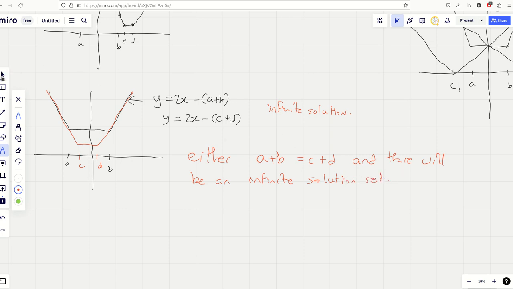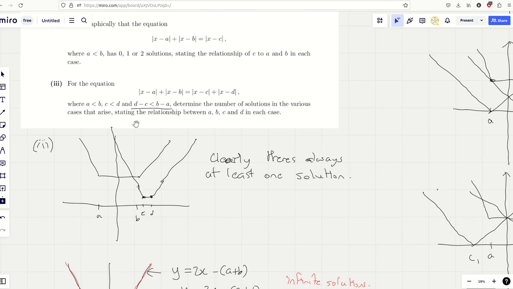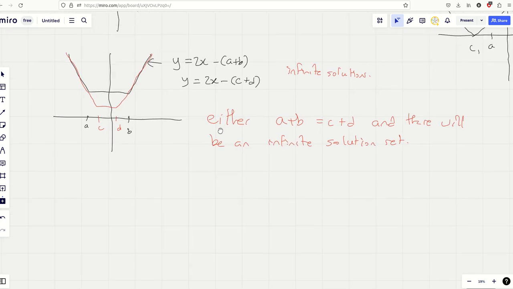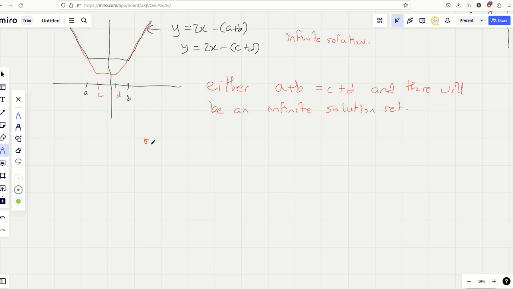I can't remember if it actually asked us for the solution set. No, just the number of solutions, stating the relationship between A and B and C and D. Or a plus b doesn't equal c plus d, and there is just one solution. So there we go. I thought that was really quite a nice question to demonstrate.